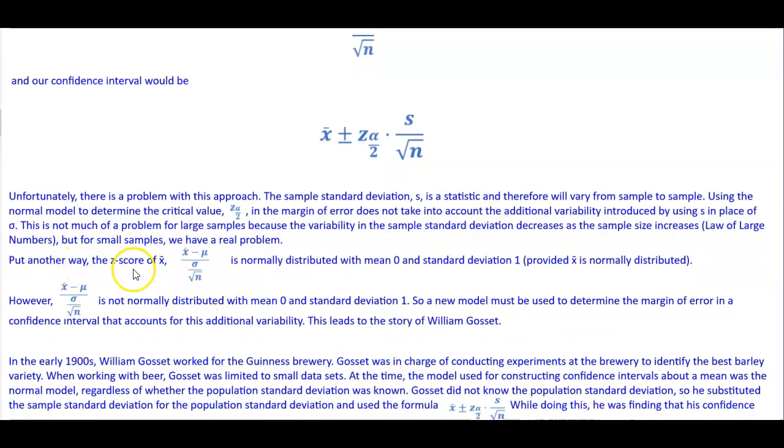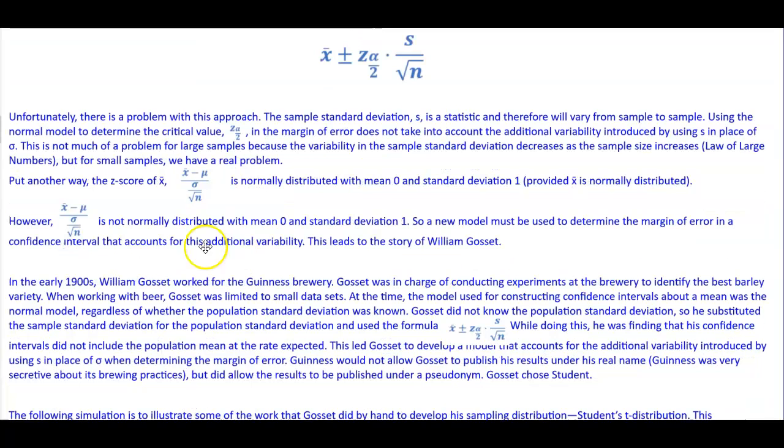Put another way, the z-score of x bar, which is x bar minus the population mean, divided by the population standard deviation over the square root of n, is normally distributed with a mean 0 and a standard deviation 1, provided that the sample mean is normally distributed. However, when we use s in this formula, it is not normally distributed with a mean 0 and a standard deviation 1. So a new model must be used to determine the margin of error in a confidence interval that accounts for this additional variability. This leads to the story of William Gossett.